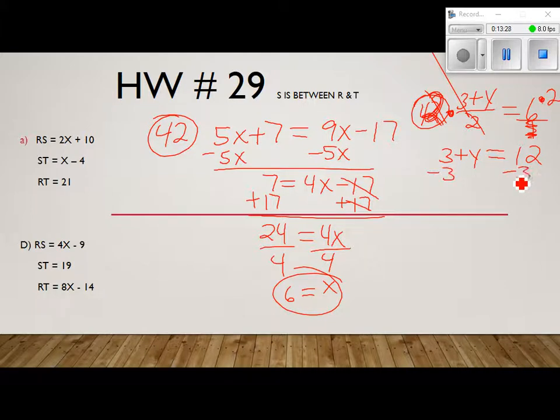Subtract 3 on both sides. This is the problem I thought it was. You end up with y equals 9. Back to my original point.